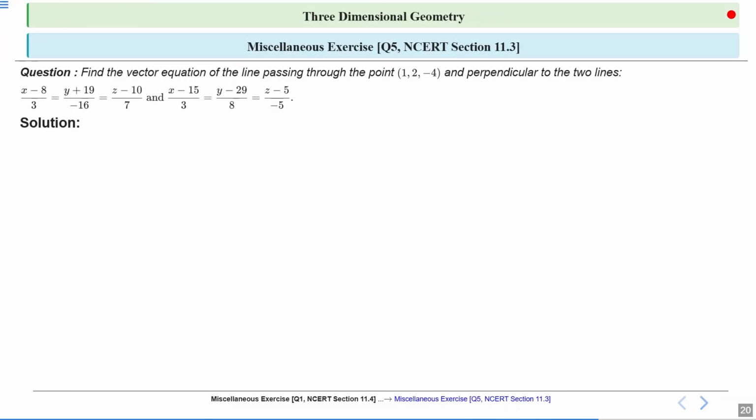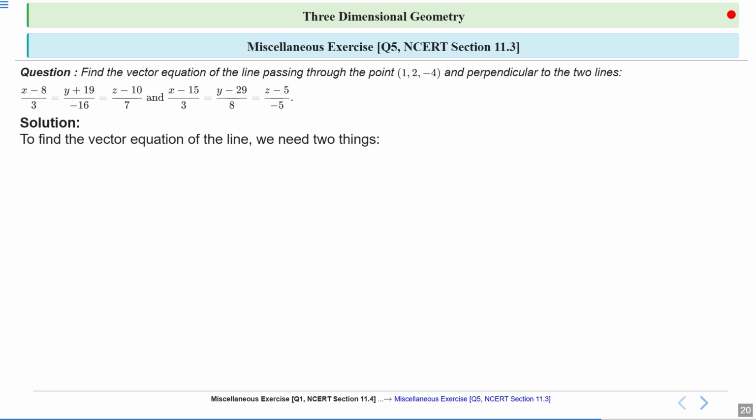We have to find the vector equation of the line passing through the given point (1, 2, -4) and perpendicular to the two lines (x - 8)/3 = (y + 19)/(-16) = (z - 10)/7, and (x - 15)/3 = (y - 29)/8 = (z - 5)/(-5). Okay, let's see how we can solve this.